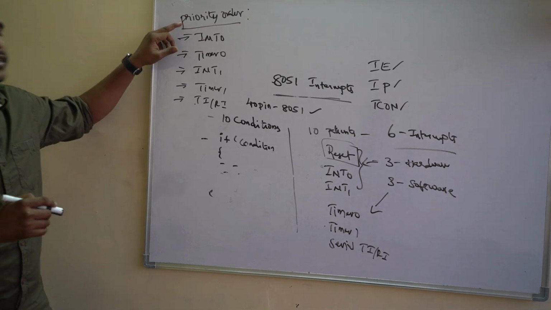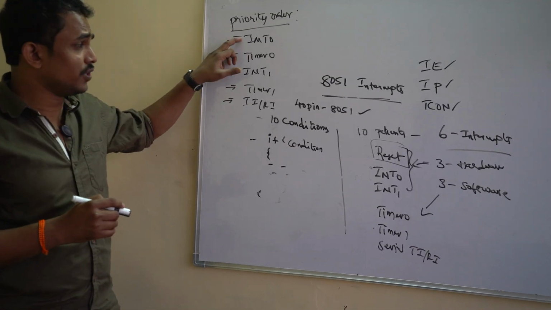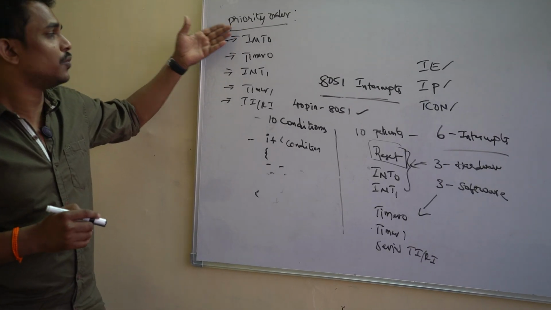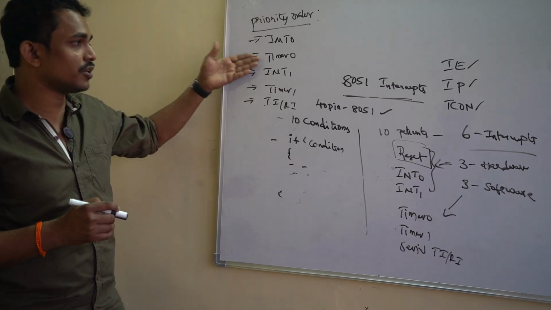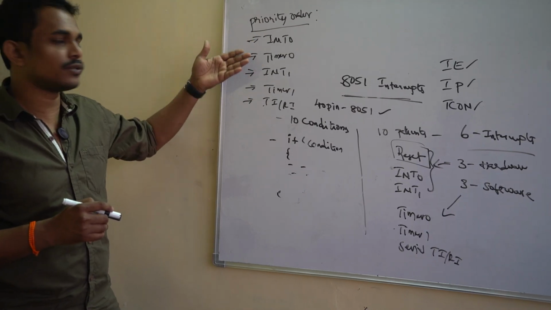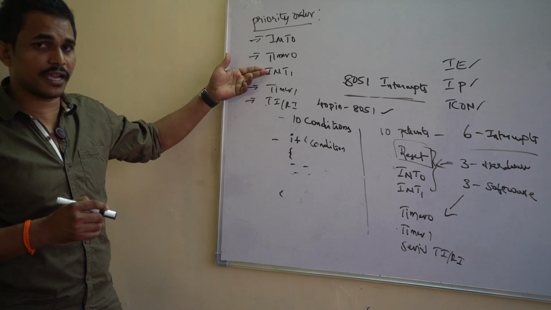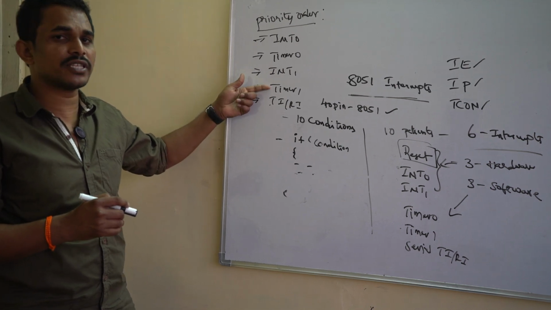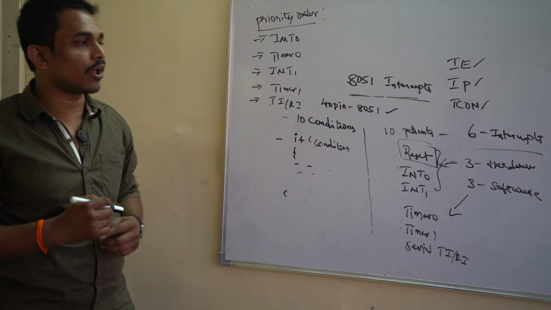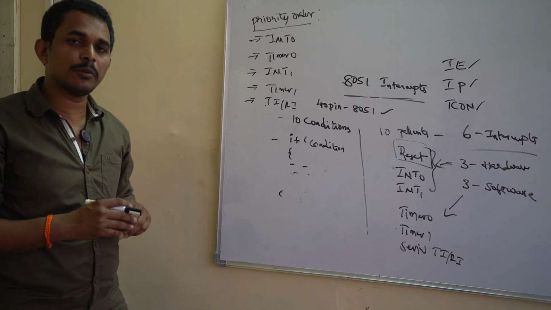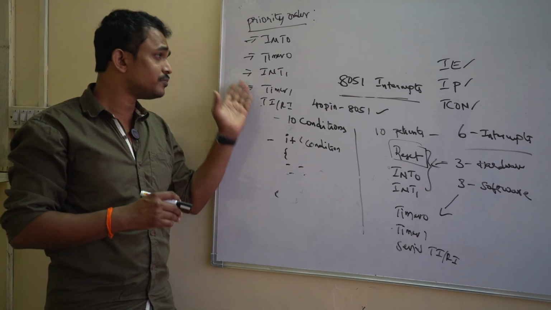Suppose you generate these interrupts, the first one INT0. When it prefers INT0, next it gives the preference to timer 0, next to INT1, next to timer 1, and next to the serial interrupt, which is TI or RI. So these are the 5 programmable interrupts which we are going to use.